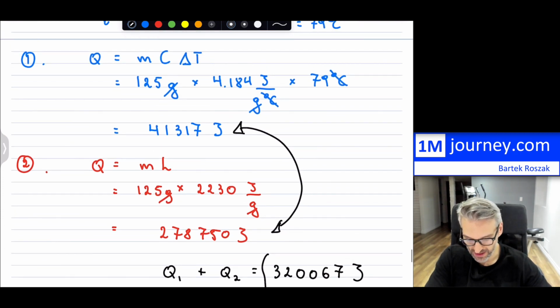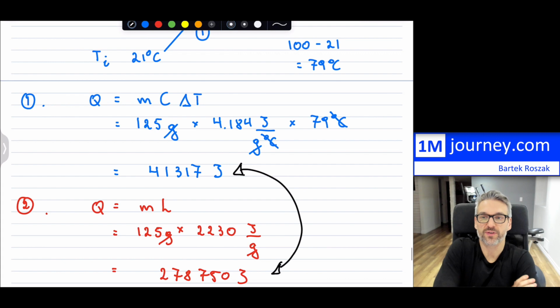It's a nice example because it's a combination with changes of state of matter in here. All right, so that is it.